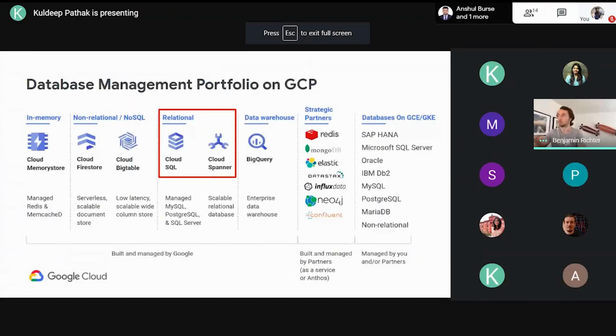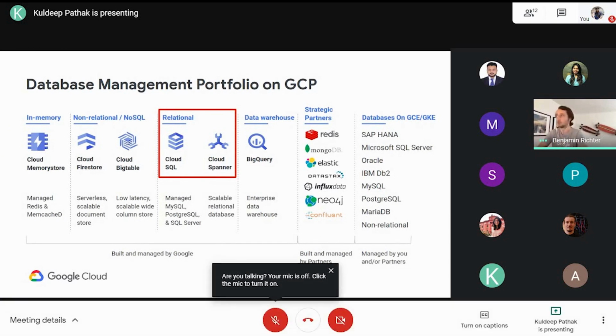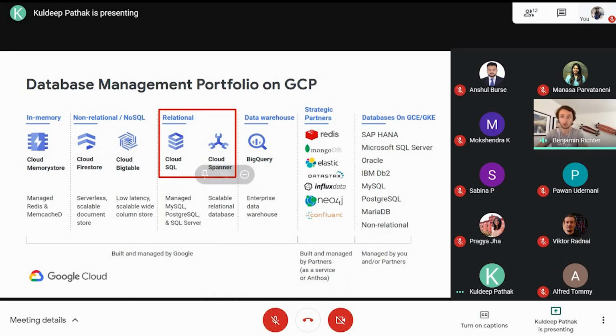Story of another day. Moving further to the right, you can see that we also work very closely with many strategic partners. So if you are using MongoDB or Redis, you can also run those on GCP, managed by the partners. Or even further to the right, there are some of the other on-premise or traditional databases that you can use, as I mentioned initially, on Google Compute Engine or even Google Kubernetes Engine if they support that. But now let's focus on the red box.